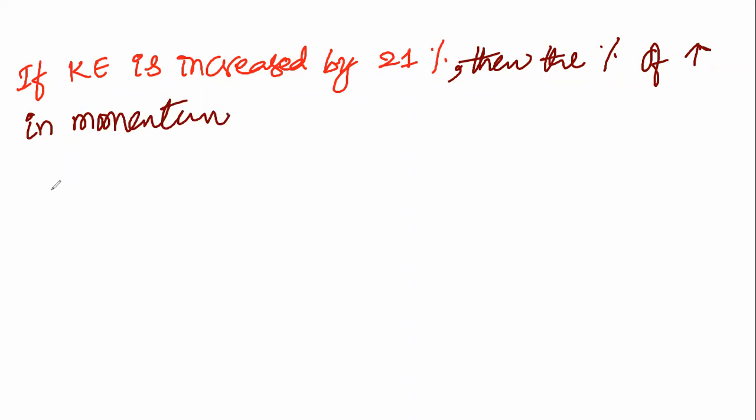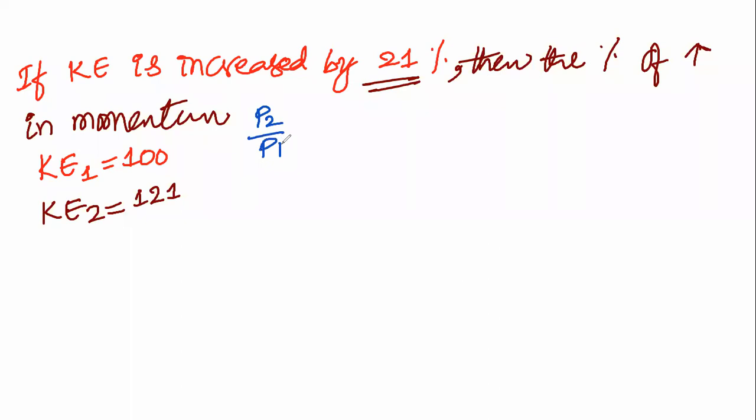Initially kinetic energy KE is 100%. We always have to take it like that. Earlier also P1 was taken as 100. So KE1 is equal to 100. Then KE2 is how much it is increased? 21% extra. 100 plus 21, 121 it is. Then we have to calculate the percentage of increase in momentum. The formula for it is P2 by P1 into 100. Earlier also we wrote K2 by K1 into 100. There we have to write into 100 also.